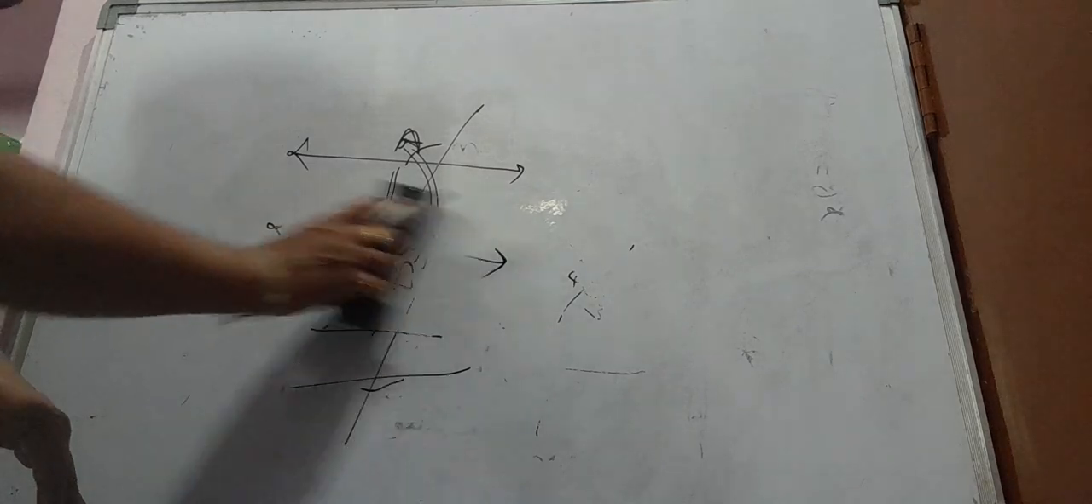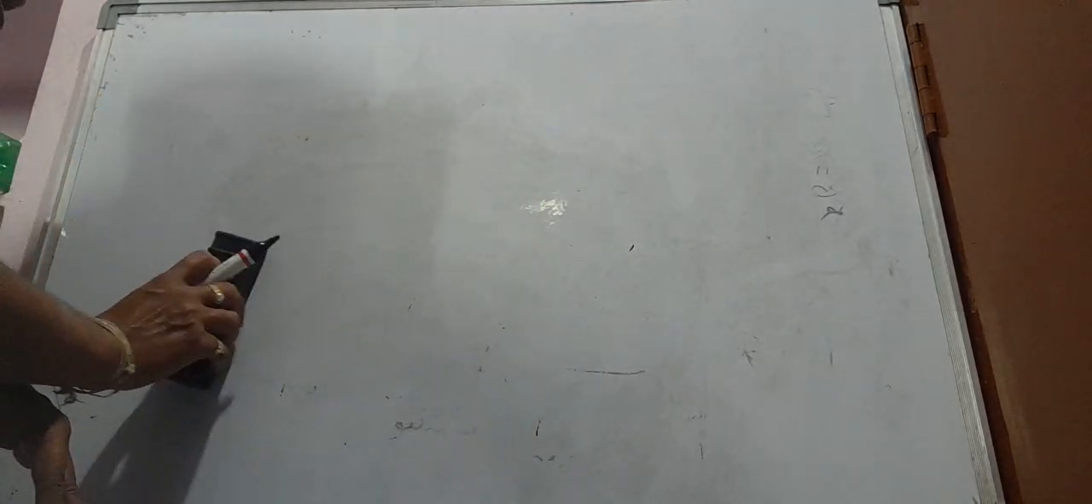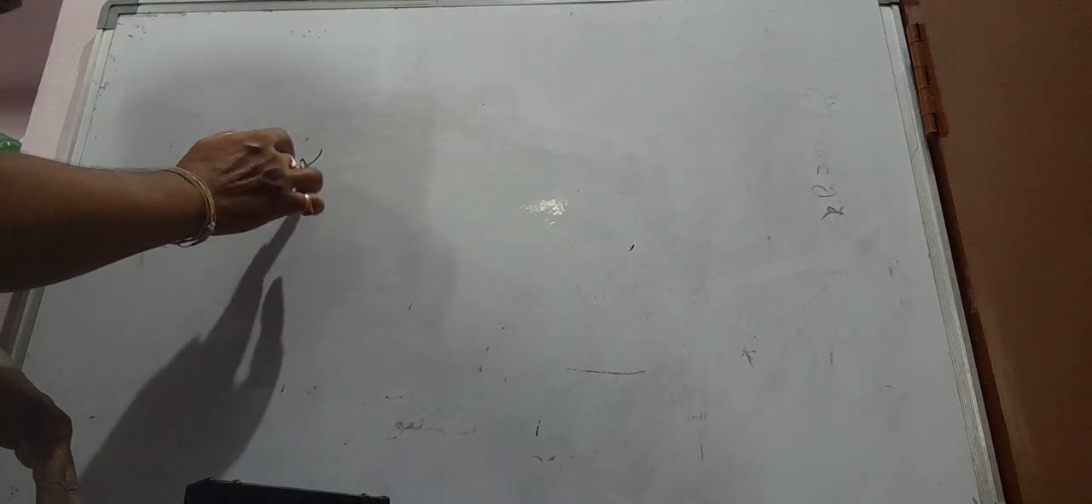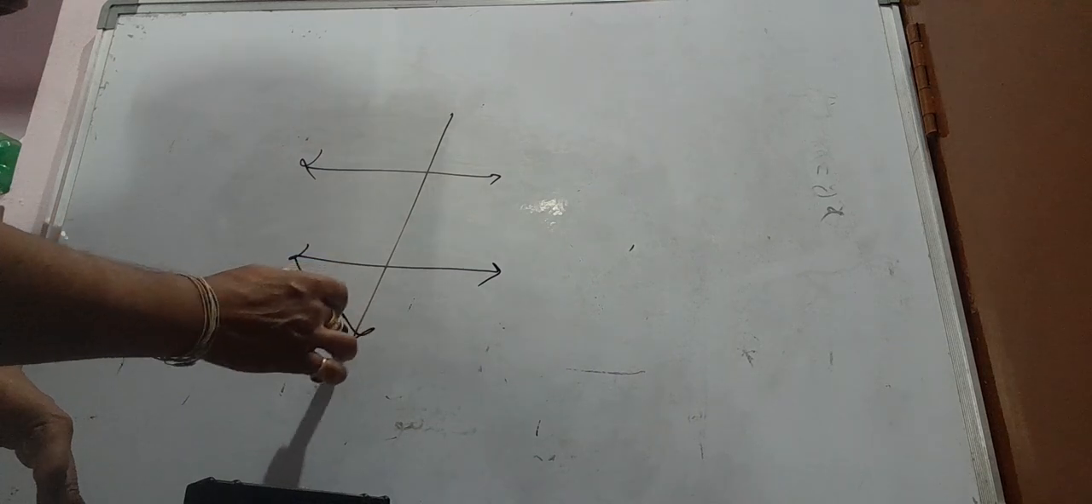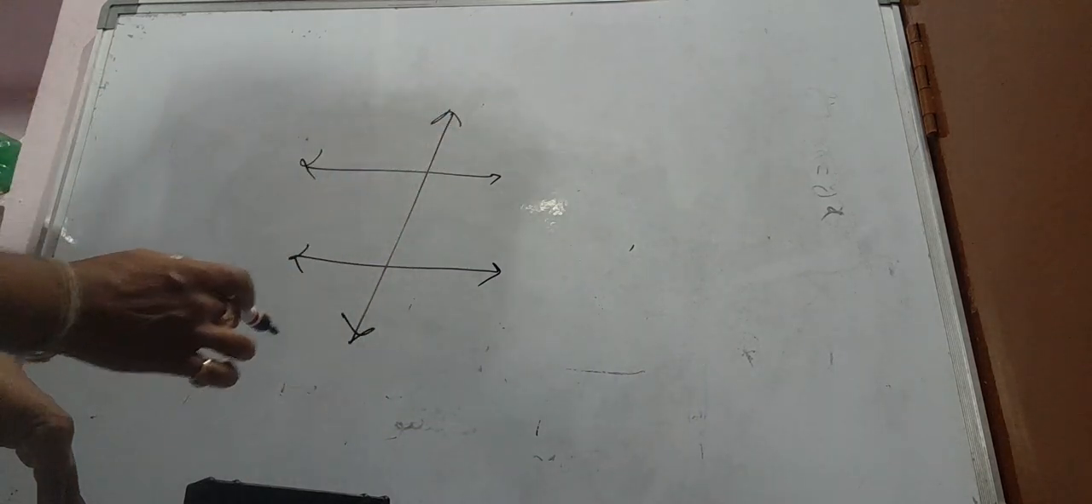After this, we will learn one more small concept, children, which is useful to 7th class mathematics. You see here, these two are parallel lines and this is the transversal.